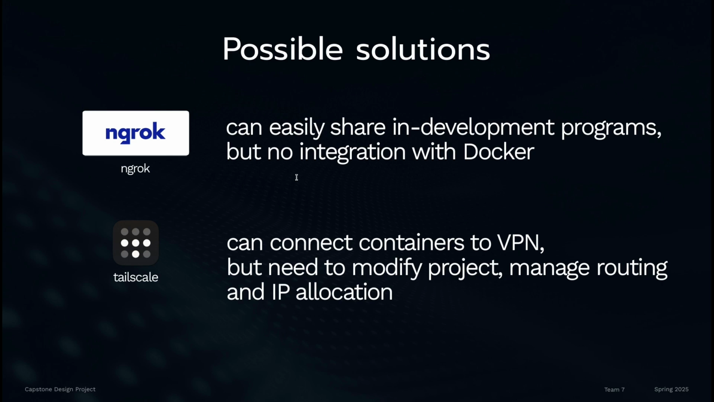Now there are some ways you can solve this. One is use ngrok, which is a way for you to essentially expose your port to the internet. But ngrok doesn't have integration with Docker. Tailscale is a VPN software. So you can install VPN in your container, but you need to modify your program and you need to manage routing and IP allocation yourself.